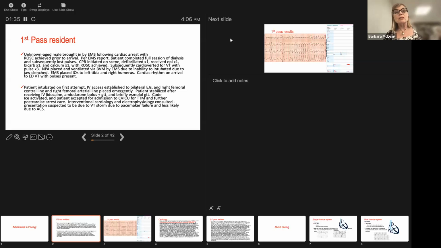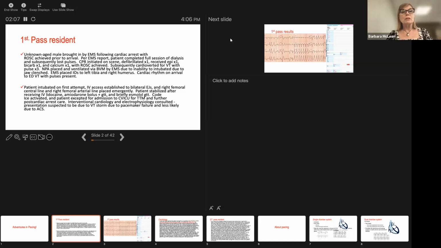So they initiated CPR, EMS arrives, they defibrillate, they give epi, they give bicarb, they give calcium, and ultimately the patient has a return of spontaneous circulation. But then he has VT again with loss of pulse. He didn't lose his pulse ×3. They used basically an LMA, and they ventilated via bag valve mask by EMS because they could not intubate because the patient's jaws were clenched. So these are all really important clues as to what's going on with this patient.